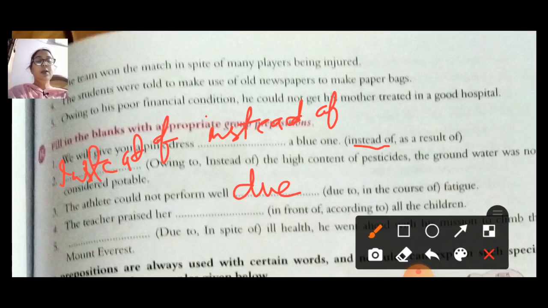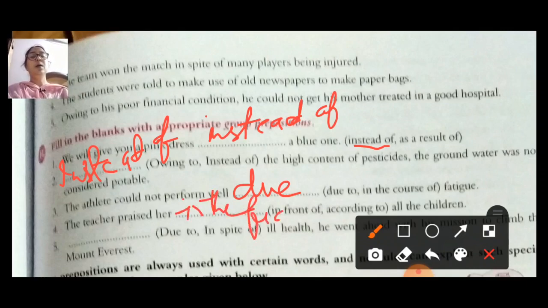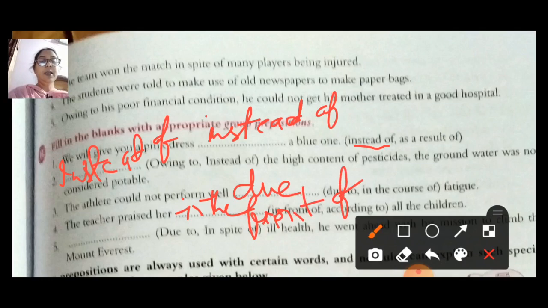Now again, number 4, the teacher praised her dash all the students. In front of. So the teacher praised her in front of all the children.